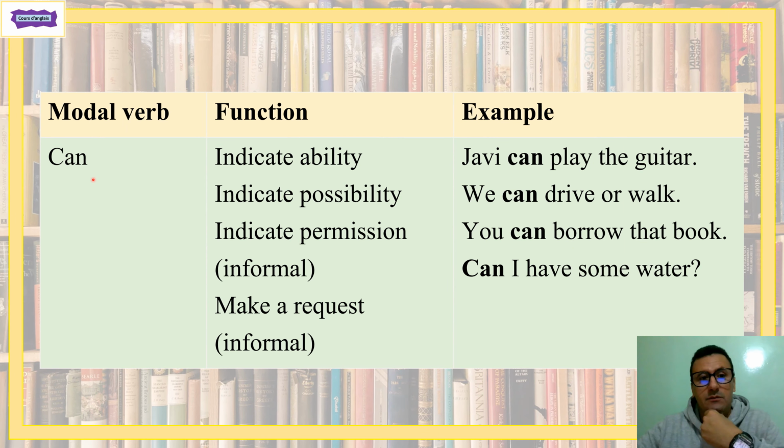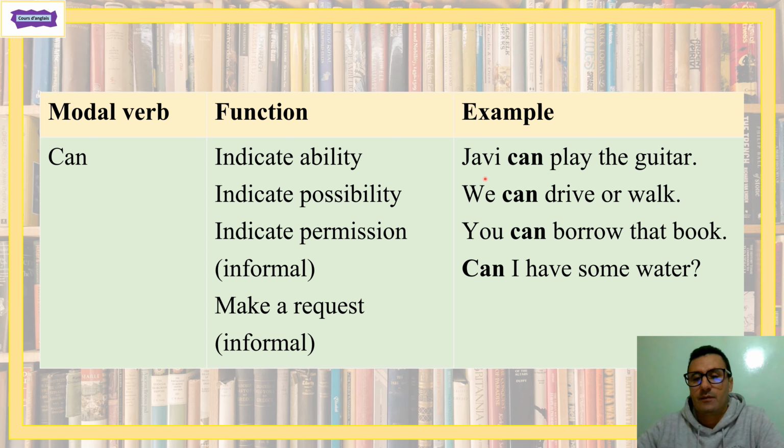Par exemple, dans ce tableau, qu'est-ce qu'on a? On a modal verb, function et example. For example, can. Function of can is to indicate ability, indicate possibility, indicate permission, informal, make a request, informal.